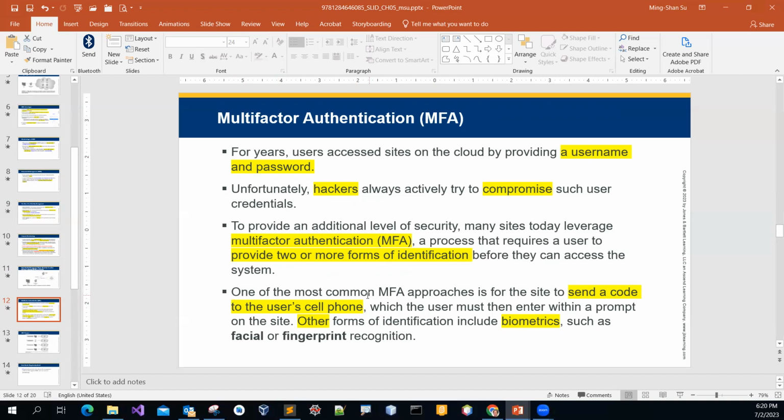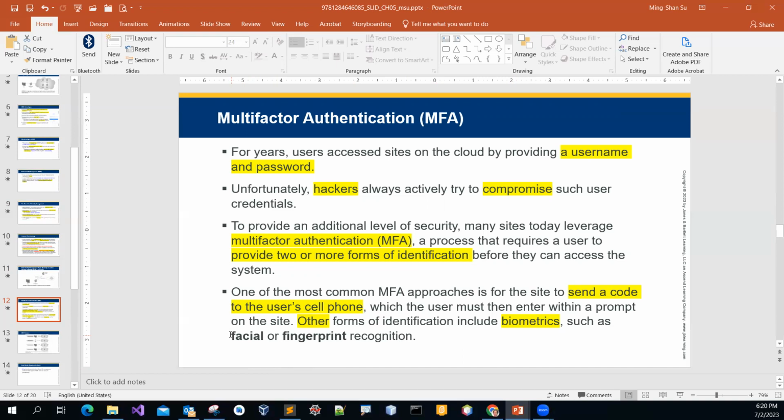One of the most common MFA approaches is for the site to send a code to the user's cell phone, which the user must then enter within a prompt on the site. Other forms of identification include biometrics, such as facial and fingerprint recognition.